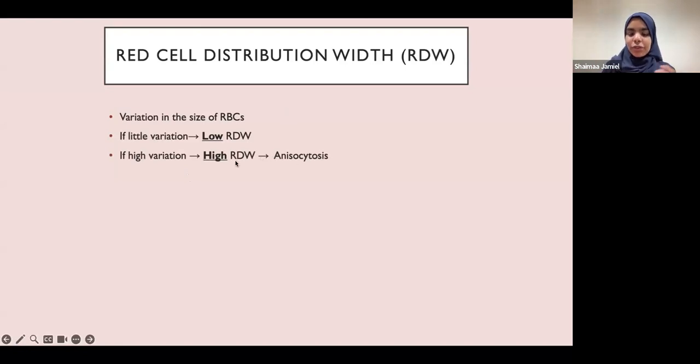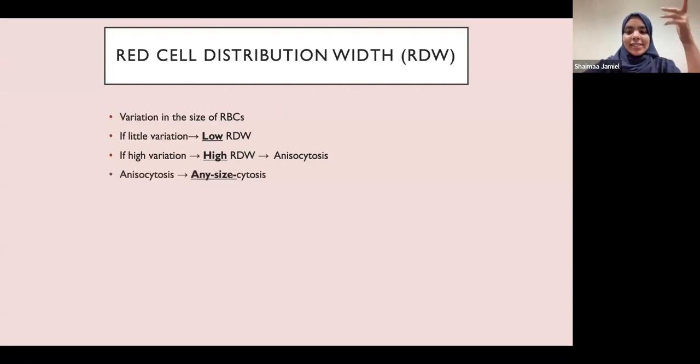The other name for having high RDW, or different sizes, is anisocytosis. The real reason is that an means not, iso means same, cytosis means cell disorder, so they're not the same, so they're all different sizes, right? You can also remember it as like any size cytosis. It's very important to know the name anisocytosis, okay? So try to remember it somehow.